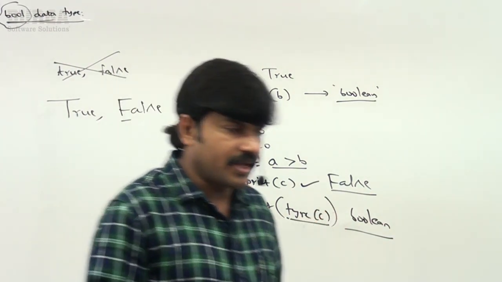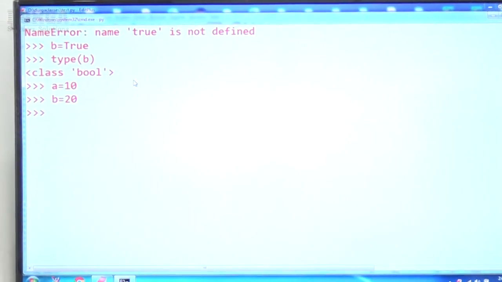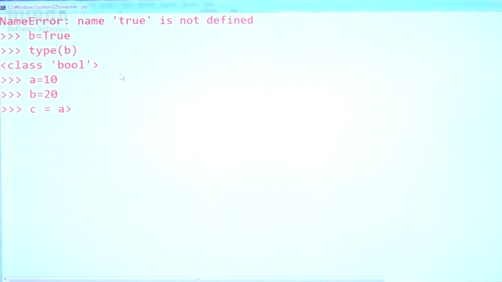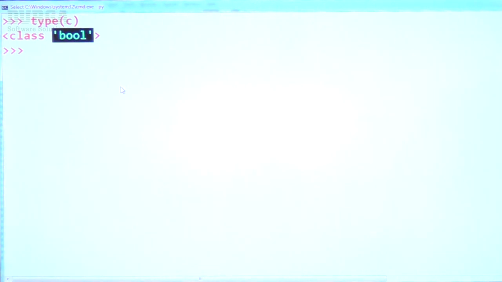Just observe carefully. Now A is equal to 10, B is equal to 20, C is equal to A greater than B. Now, sir, let me print the value of C. What is the value of C? False, with F capital, of course. Now, what is the type of C? If I take the class, the type itself is bool type. Now it's very clear for you people, right?